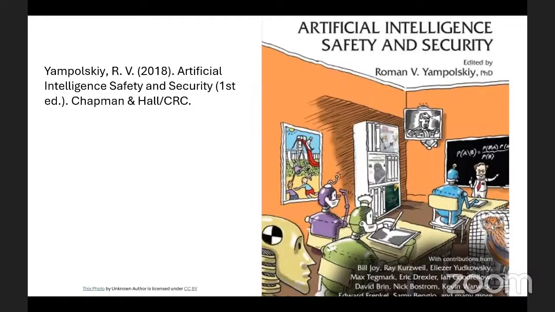When I started, I had questions about what AI safety is and how it relates to cybersecurity. If you are interested in starting out, I recommend this book by Dr. Yampolskiy, because it answered my questions about how cybersecurity principles and safety engineering principles relate to AI safety and security.